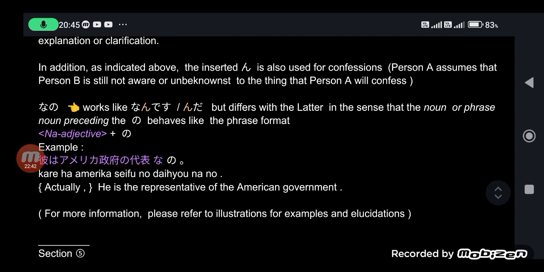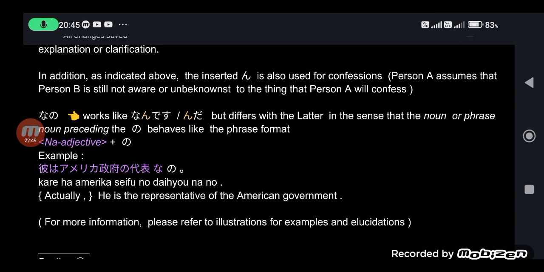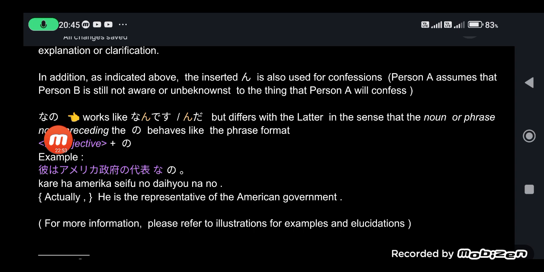And then here we will inject the concept nano. The concept of nano is, if you remember our lesson 0010 minasan, about the na adjectives. In a na adjective, you have a na adjective type of adjective, and then the no. So the na adjective modifies a noun. So this no here actually acts as a noun. So nano is describing something about this no. So it works like this: nandes or nda, but differs with the latter.